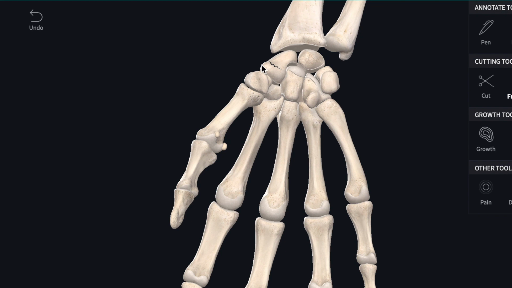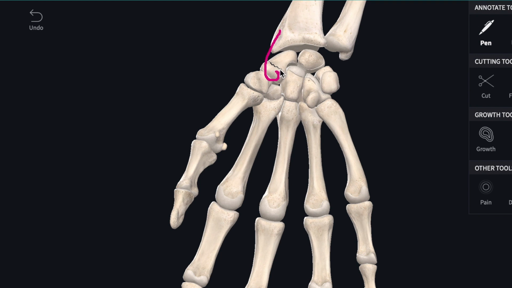So the blood supply that feeds the most distal portion of the scaphoid is the radial artery. Even though it's coming from this direction, the artery circles around and attaches itself right here to the distal pole, working its way back up.